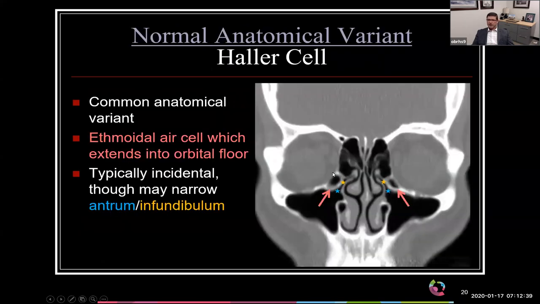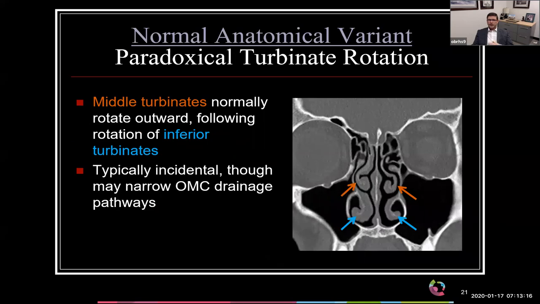So a Haller cell is a very common variant, and this is an ethmoidal air cell that extends along the medial aspect of the orbital floor. In the vast majority of cases, this is just an incidental finding, but in some patients, you could get significant enough narrowing of the infundibulum that a small percentage of patients may be predisposed to underlying inflammatory sinus disease. In terms of the preoperative functional endoscopic sinus surgery CT, it's important to identify Haller cells because when the surgeon goes in to open up the osteomeatal complex, they'll want to go ahead and take care of and resect that Haller cell.